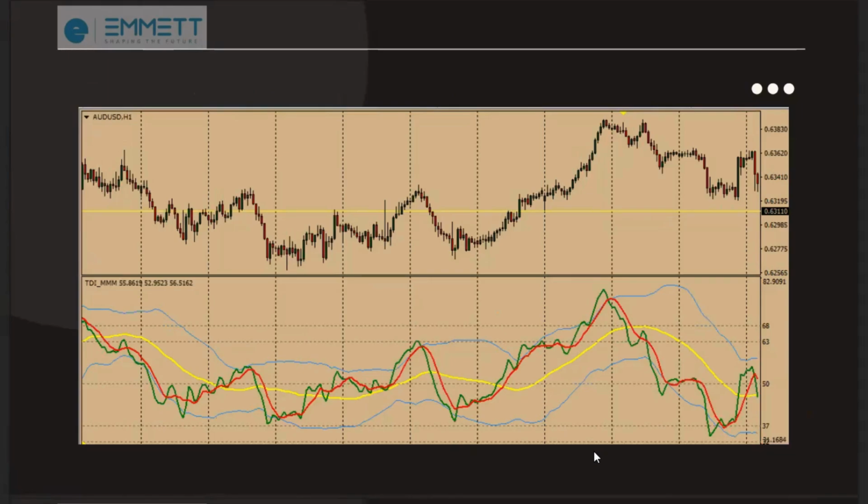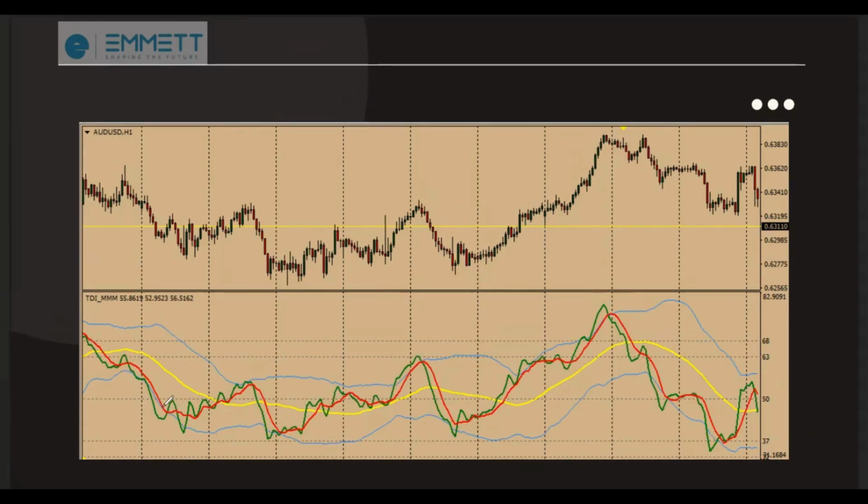For instance, let's look at this one here. From the look of things, we have several crosses. When the green line crossed above, we got a buy opportunity or an exit for a sell trade. If you're holding a sell from there, the market went down, and once they crossed back here, that would have been your exit.